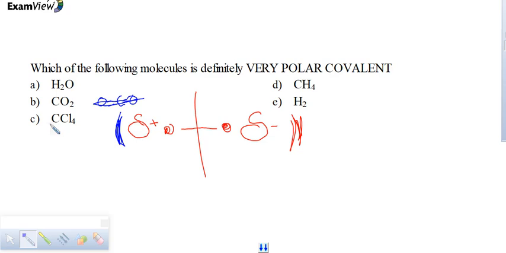It's linear. This is symmetrical, a tetrahedron. This is the same thing, a tetrahedron, same shape. This is nonpolar. The real answer is water is one of those examples of very polar covalent.